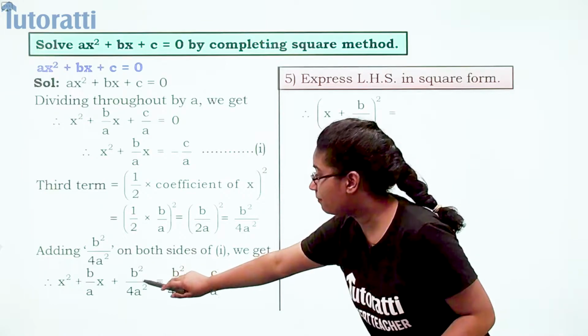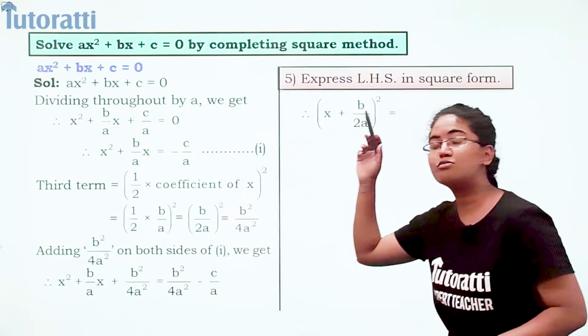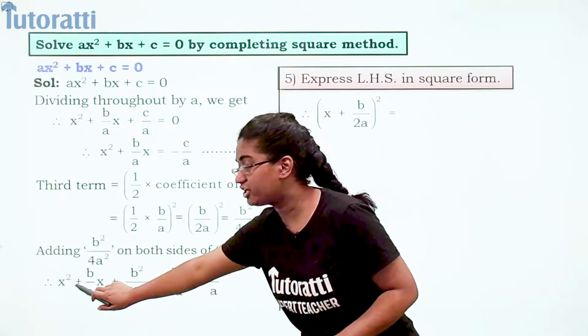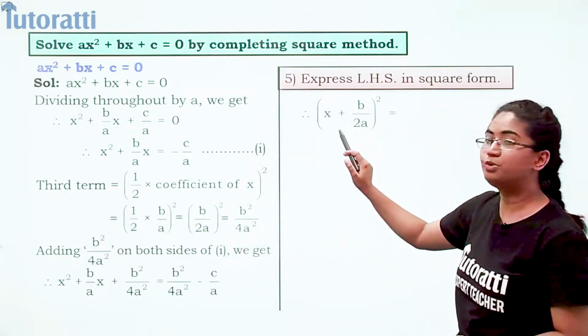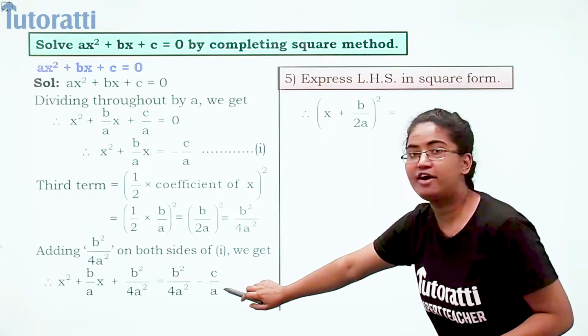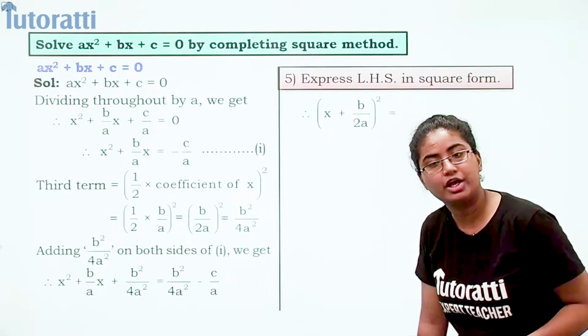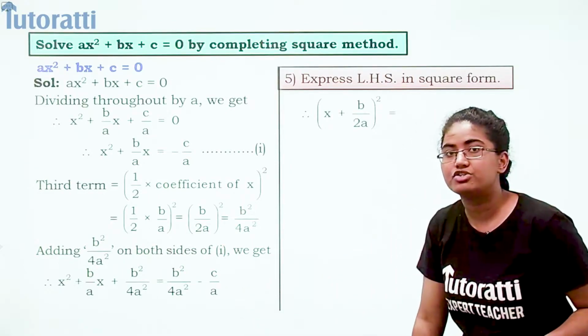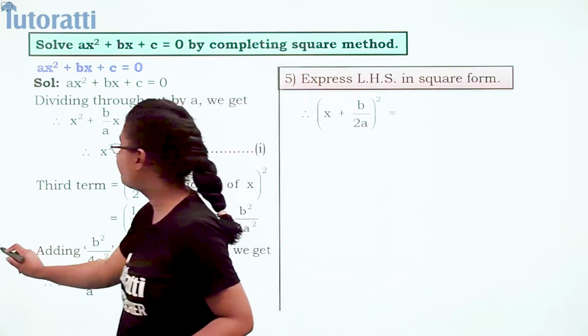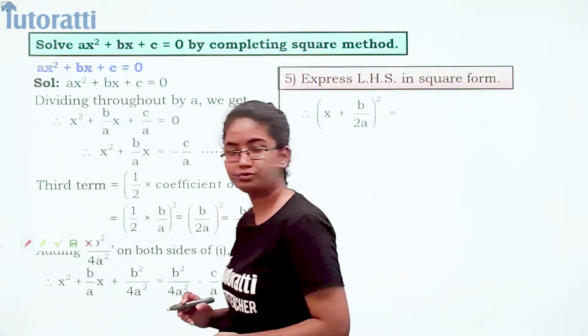So b square upon 4a square becomes b upon 2a. We go to the middle term, we take its sign and we place it in between the 2 and whole square, right? And then we simplify whatever is in the right hand side. How do you simplify this? This is fraction subtraction. How do you perform fraction subtraction?